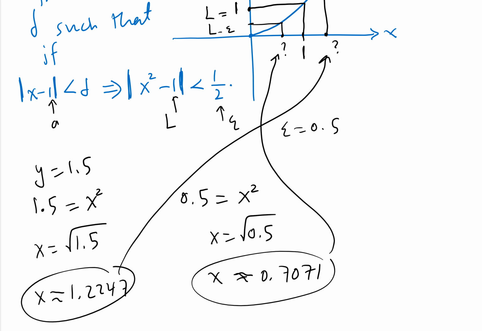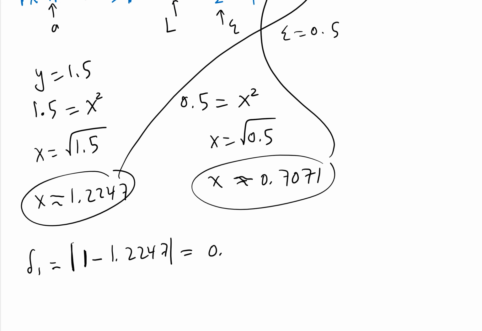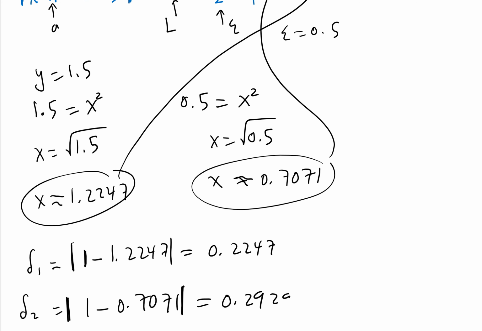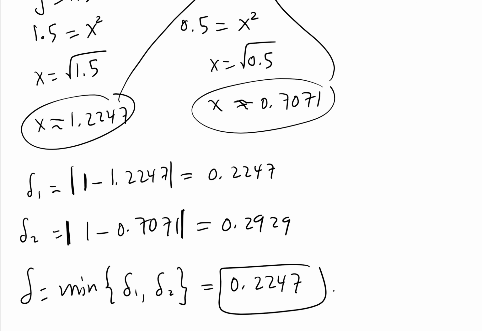So we need to find delta now. What is delta? We have delta 1 is the distance between A, which is 1, minus the 1.2247, and that gives me 0.2247. Delta 2 is 1 minus 0.7071, which is 0.2929. So delta would be the minimum of the two deltas, delta 1 and delta 2, which is 0.2247. That's how we find deltas and work with deltas and epsilon graphically.